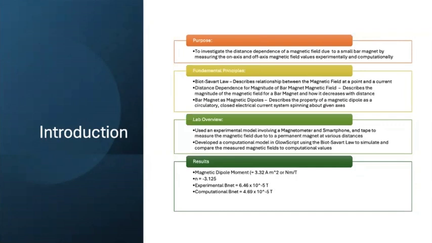spinning about given axes. Some of our results were a magnetic dipole moment mu of 3.32 newton meters per tesla, an n value of negative 3.125, which is supposed to be negative, an experimental magnetic field of 6.46 times 10 to the negative fifth teslas, and a computational magnetic field of 4.69 times 10 to the negative fifth teslas.